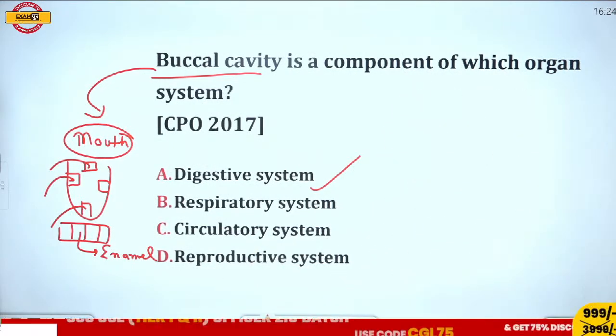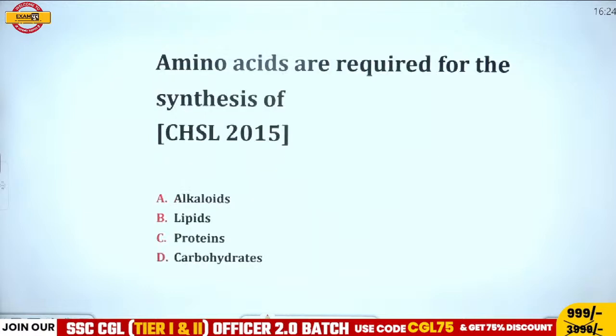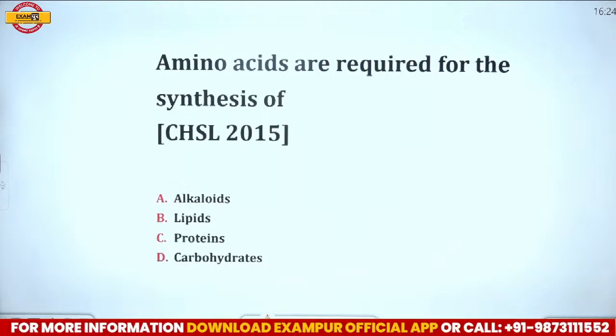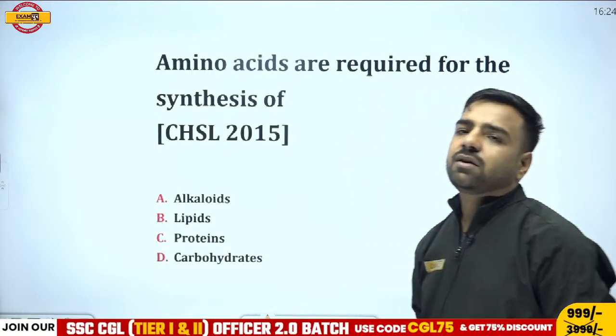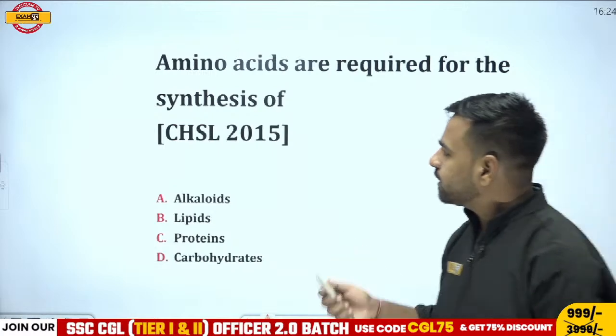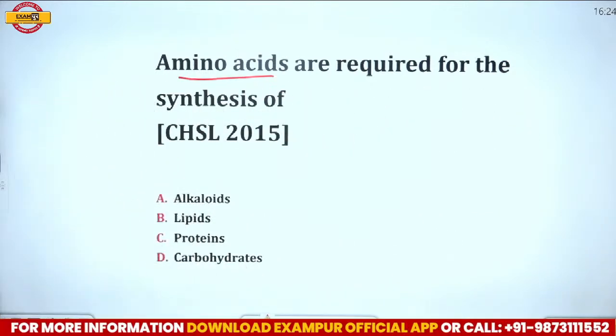And yes, let's have a look at the next question. Next we have, amino acids are required for the synthesis of what? Is it alkaloids? Is it lipids? Is it proteins? Or is it carbohydrates? What is the correct answer? Amino acids are required for the synthesis of dash. So what is going to be the correct answer over here?